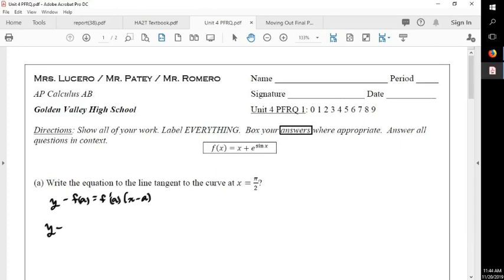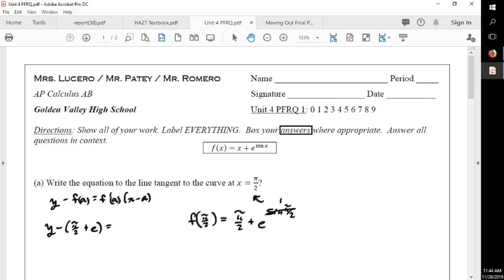So first we have to find f of a. A right now is pi over 2. So we're going to go f of pi over 2 to see what we get. When we plug in pi over 2, we get pi over 2 right here, plus e raised to the sine of pi over 2. Sine of pi over 2 is 1, so I'm just going to write it over here: pi over 2 plus e, because it's e to the 1. And then we have f prime of a.